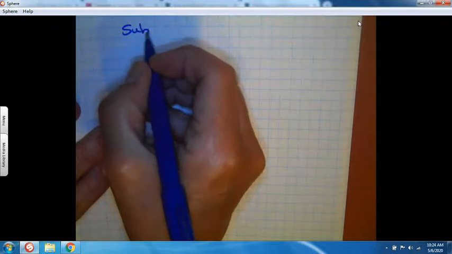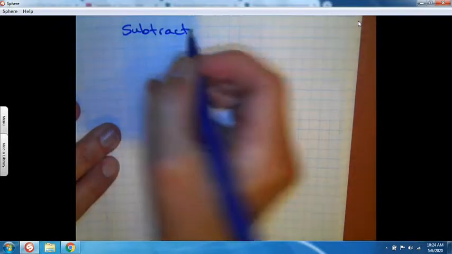Okay, so what you're going to need out today is a magic wand. And your magic wand is simply a different color pen, pencil, marker, crayon. So we are going to subtract integers today.